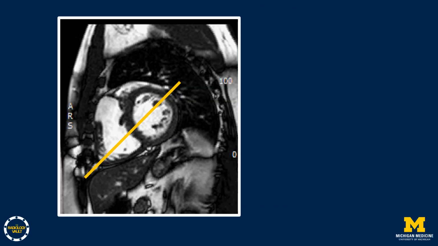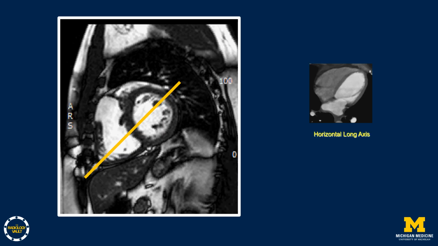Let's look at how these various planes are oriented relative to each other. So when you have a short axis image and you create a plane along this yellow line, you end up with a horizontal long axis or a four-chamber plane. And now you can understand how you are seeing these various walls. You're seeing the inferoseptal segment and the anterolateral segment best on a four-chamber image.